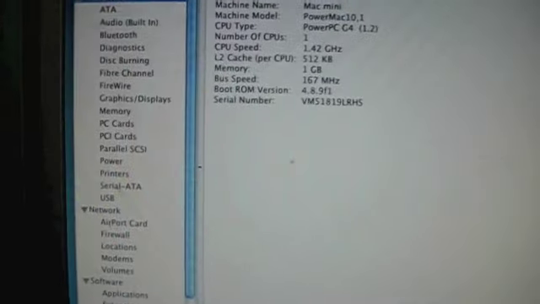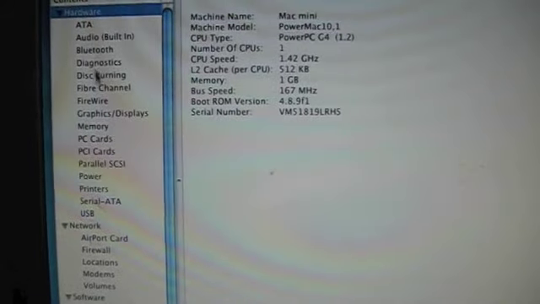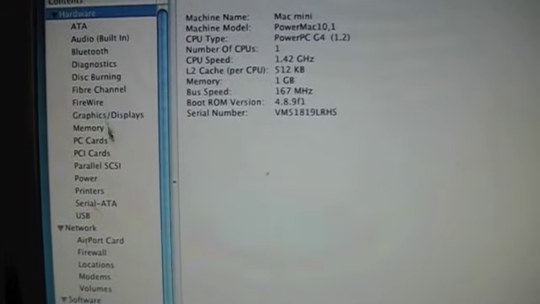Here is proof that both Mac Minis have the same specifications, exact same processor, same amount of RAM and exact same hard drive.